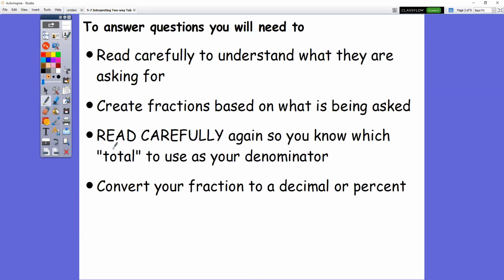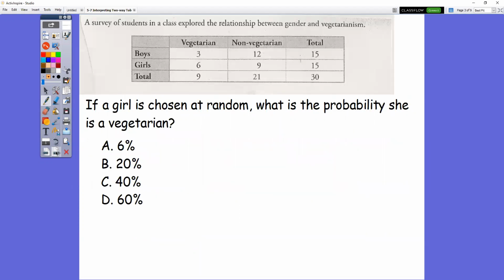First of all, again, read carefully so that you know which total to use as your denominator. Remember, when you make a fraction, it is the part over the total. So you might have like 4 out of 20 or something like that. Remember that you always do the top number divided by the bottom number. You're going to get a decimal, and then you have to move the decimal point over 2 places to the right. So let's take a look at this first one. Again, you're only looking at one row or one column today.